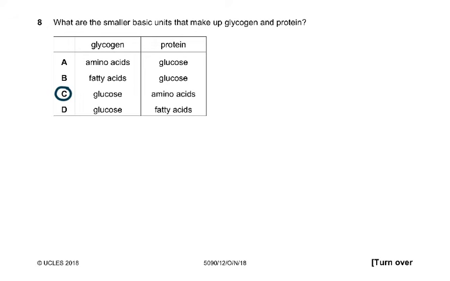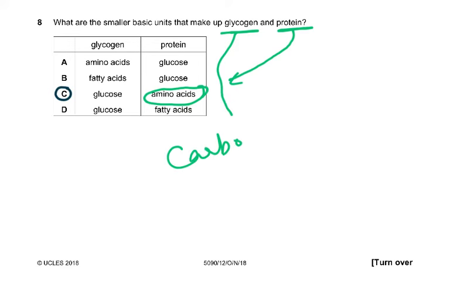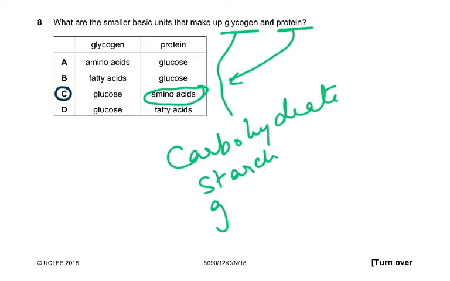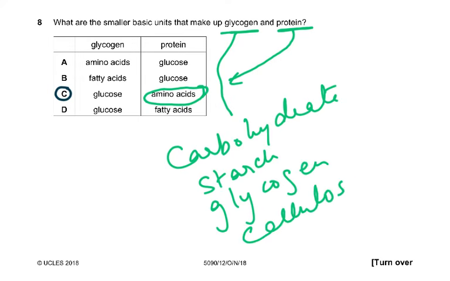What are the smaller basic units that make up glycogen and protein? And of course, anybody will know protein is made up of amino acids. So the answer would be C, and glycogen is a carbohydrate, a polysaccharide, and of course, remember, whether it is starch, whether it is glycogen, or whether it is cellulose, they are all made up of glucose units.